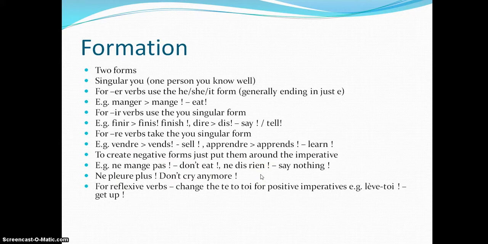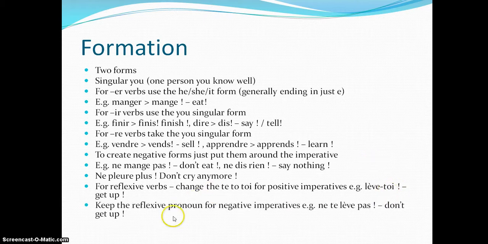For reflexive verbs, we change the reflexive pronoun from te to toi, and then we put it at the end. So instead of saying lève-te, we say lève-toi, get up. And for reflexive verbs when they're negative, the te stays before the verb, and we put a ne and a pas around the whole thing. So ne te lève pas, don't get up.